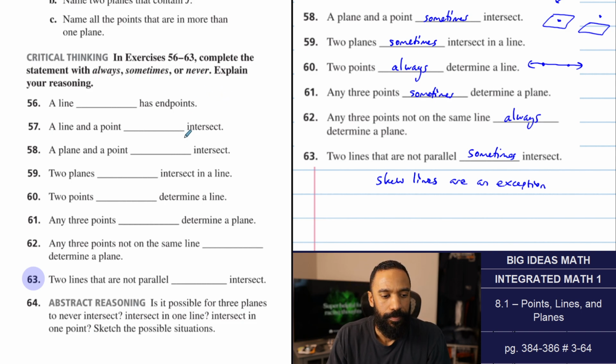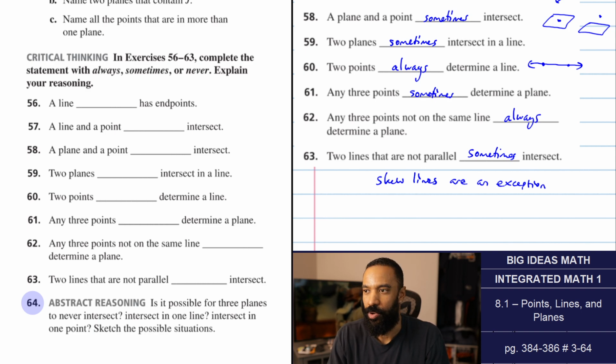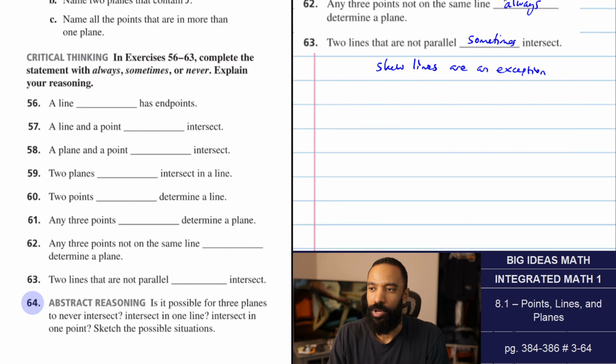Okay. Number 64. Last question. Abstract reasoning. Is it possible for 3 planes to never intersect? Yeah, if they're parallel. Intersect in one line? Yes. Intersect in one point? Yes. Sketch the possibilities. Okay, so let me draw these. So number 64.